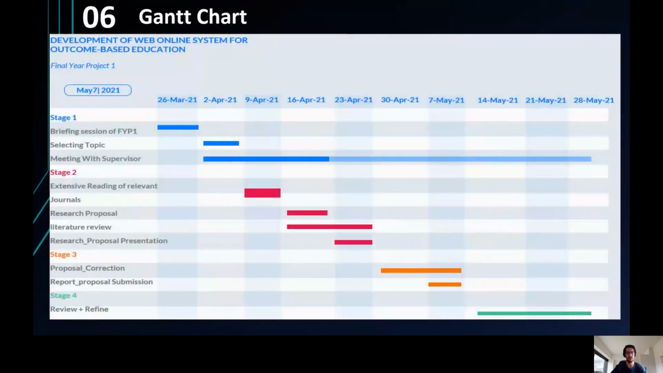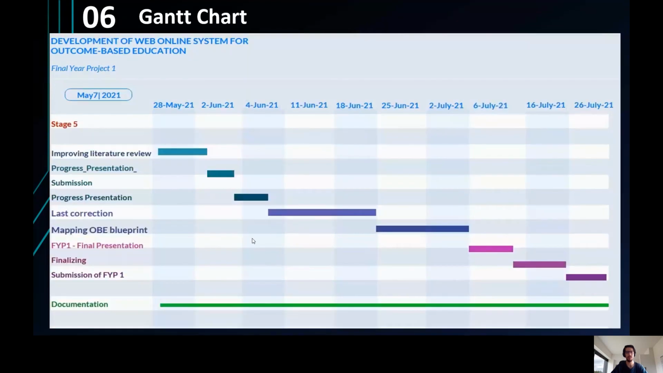This is the Gantt chart starting from the beginning of this semester. These are the stages that we have been doing, and by now we are finalizing the documentation of FYP1.